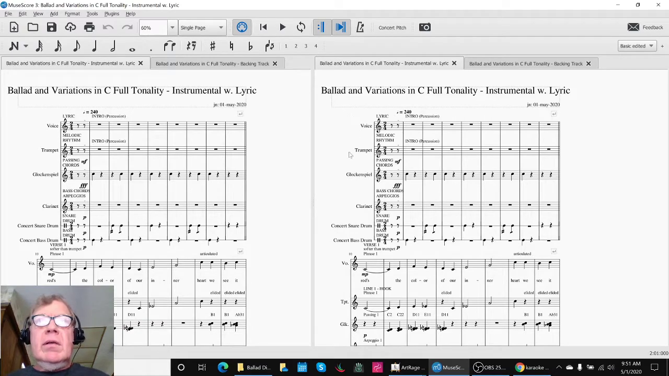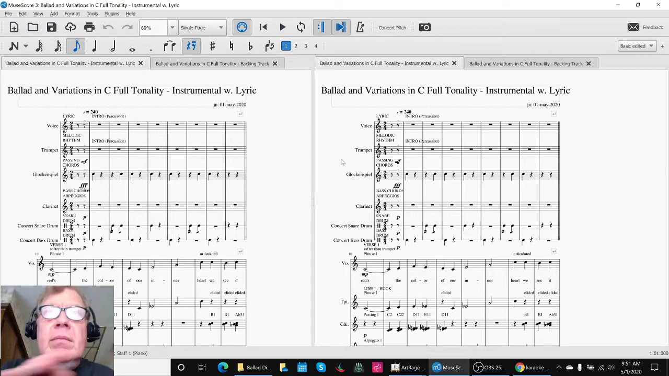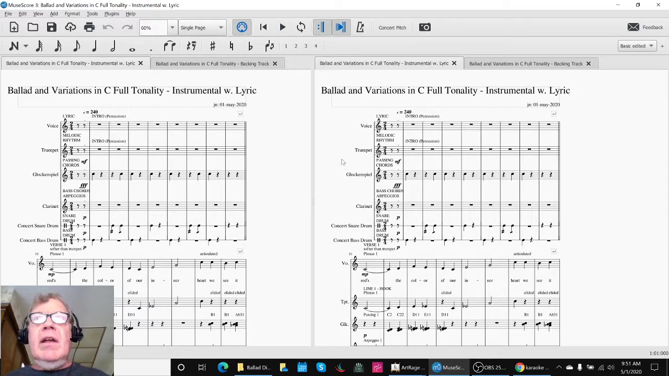So here, and we'll turn the mic off, is Ballad and Variations in C Full Tonality Instrumental with Lyric.